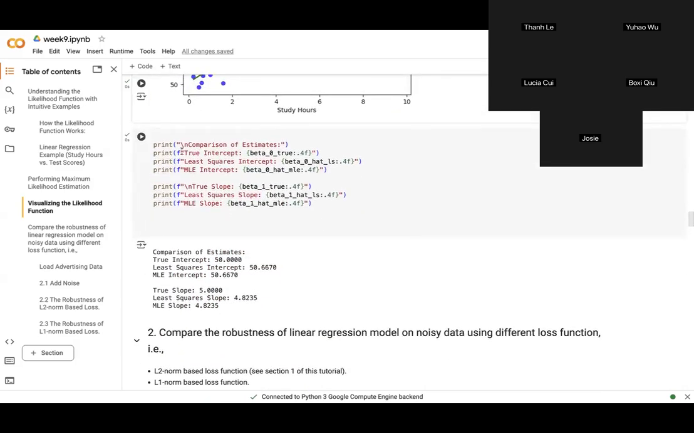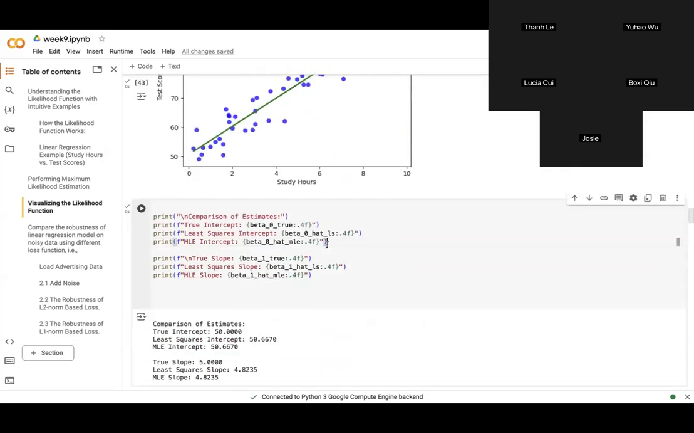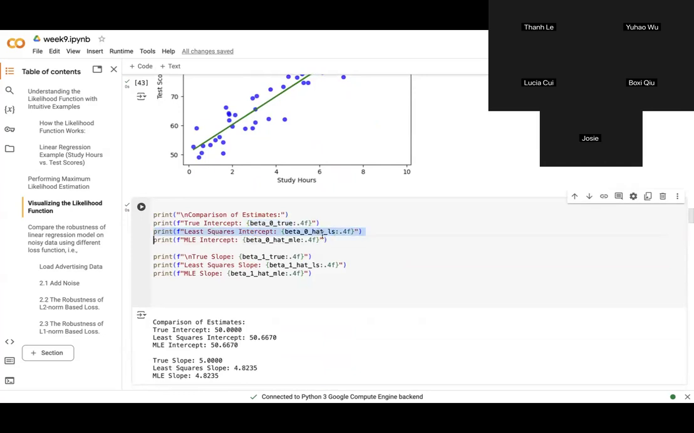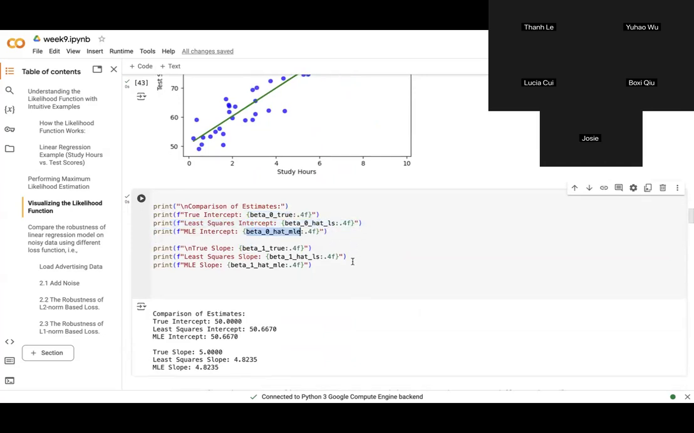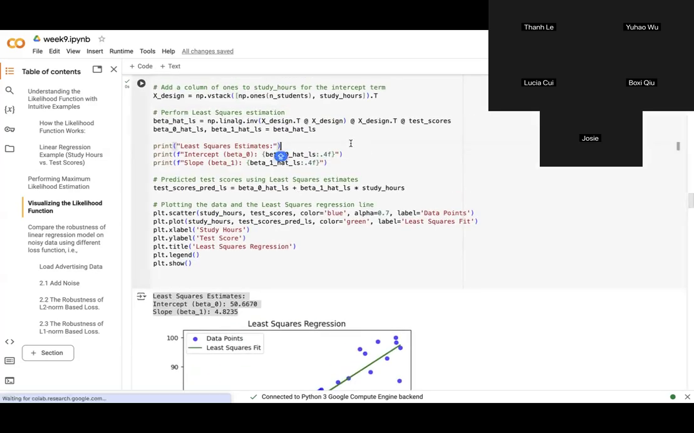Okay. And for this one, it's like the measurement we use to compare. For this one, we just show the least square loss and the maximum likelihood function. These are very similar things. Okay, we use the least square loss here.